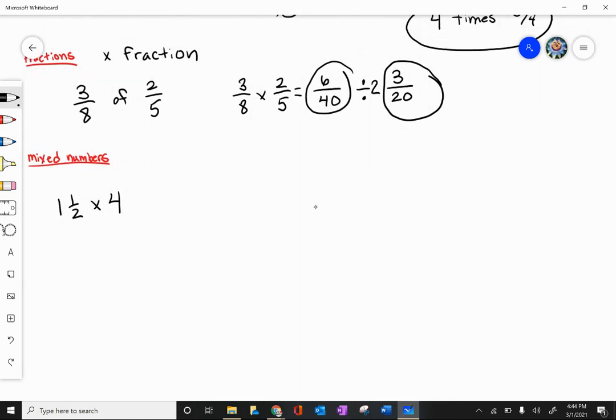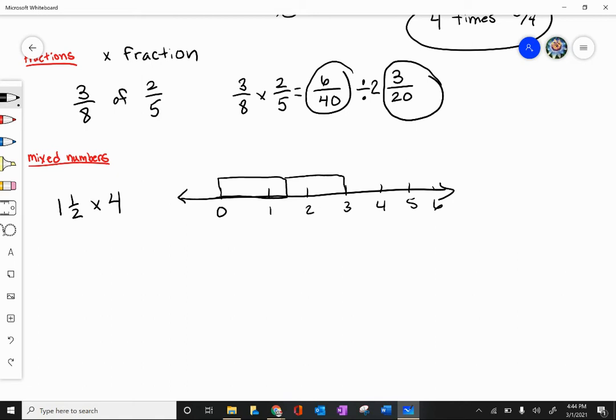Well, you can do this even on a number line. You could start at 0. Here's 1, 2, 3, 4, 5, 6. And the first board would go to 1.5. The second board would go another 1.5, so it would go to there. Third one would go another 1.5, and the last one would go another 1.5.